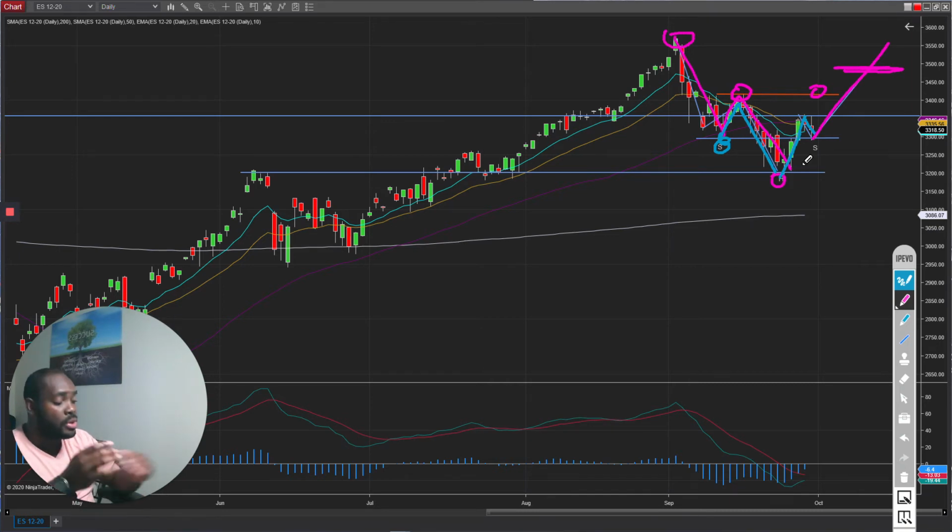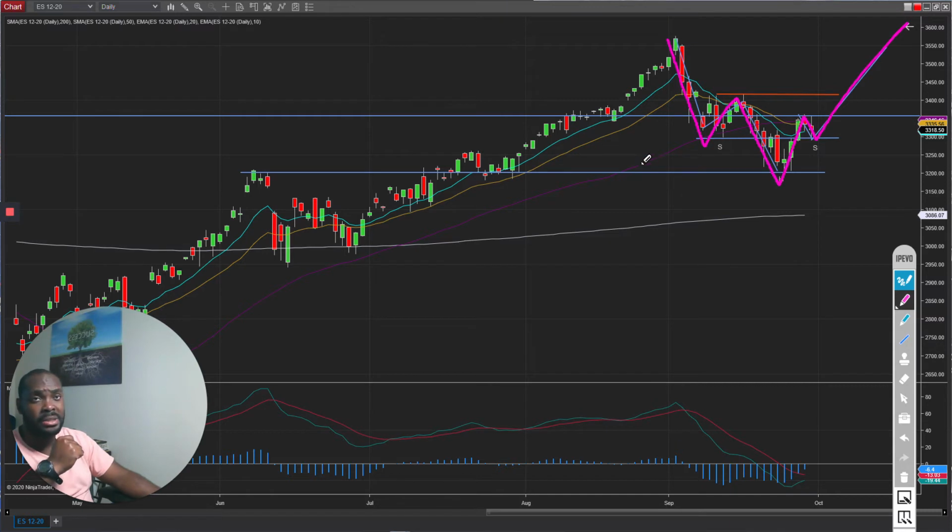So as of right now, I'm very bullish up to around 3,450, because I am seeing clearly where this pattern looks 100% like an inverse head and shoulders pattern. All right, what is an inverse head and shoulders pattern? An inverse head and shoulders pattern is a bullish reversal pattern.